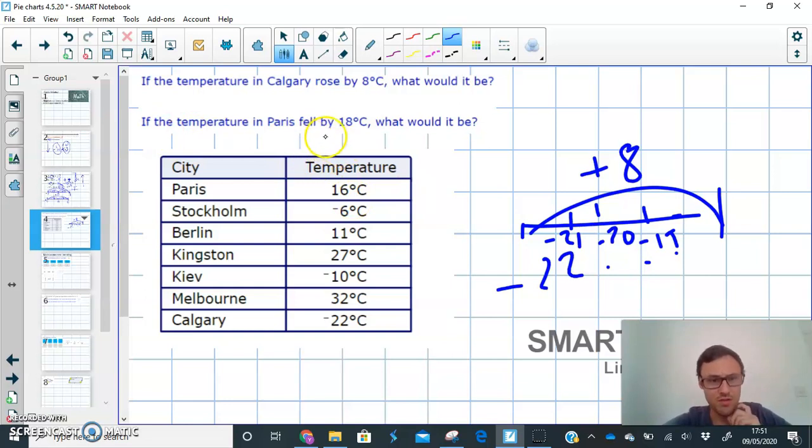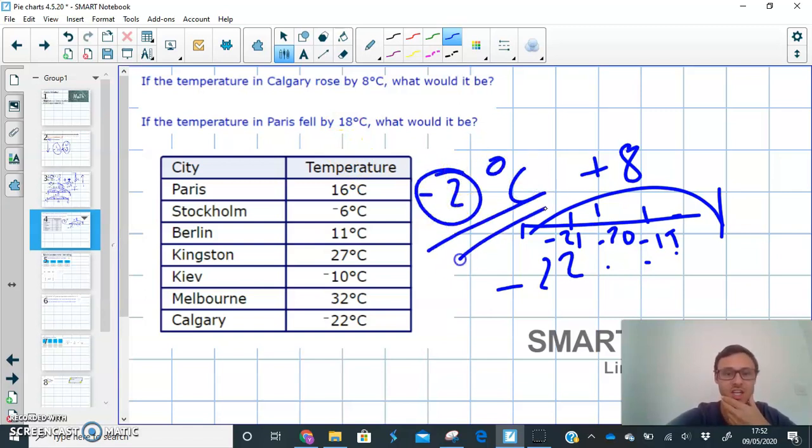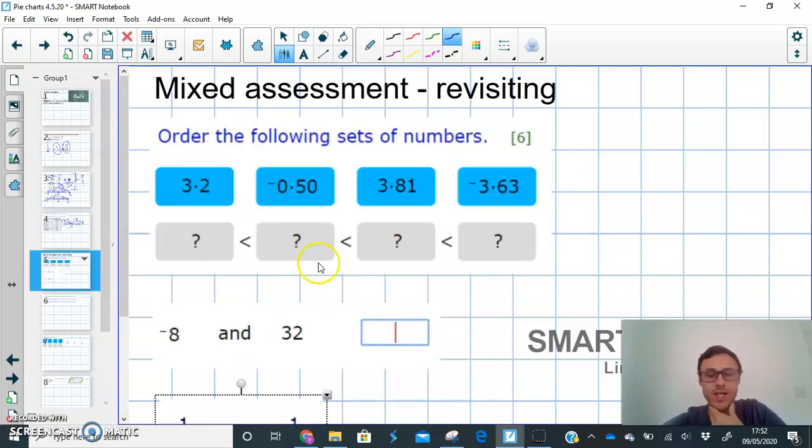And if the temperature in Paris fell by 18, what would it be? Well, Paris is 16. 16 take away 18 would leave you at negative 2, wouldn't it? So the temperature would be negative 2 degrees C. A huge difference. Obviously going below 0 here, so it'd be freezing, literally.